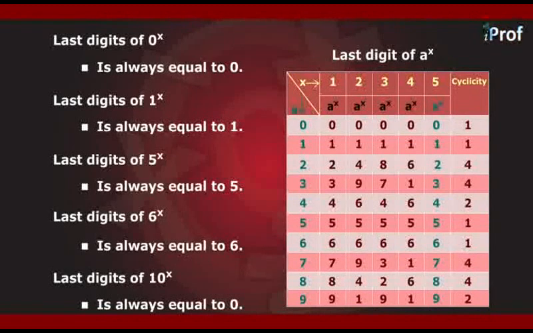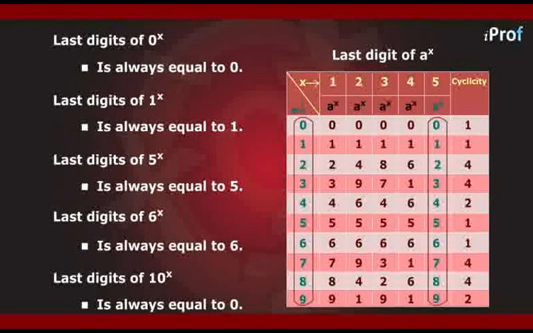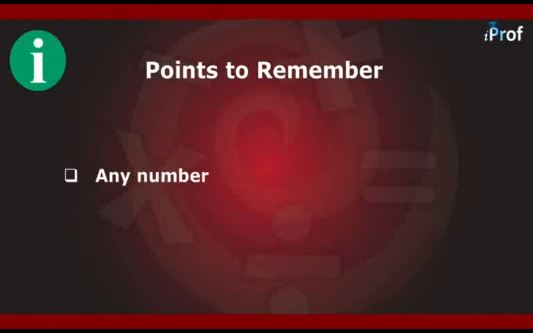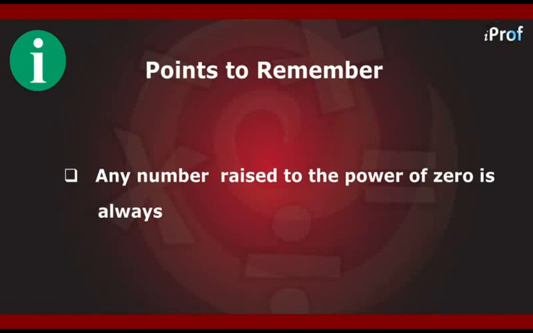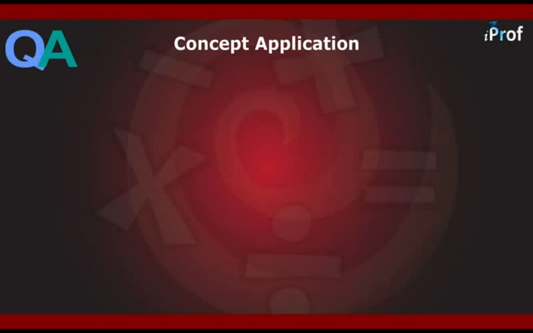After every 4 consecutive values of x starting from 1, the value of a raised to the power x becomes equal to the value of a itself. Any number raised to the power of 0 is always 1. That is, a raised to the power 0 is 1. Let us now put into practice some of the concepts that we have gone through regarding powers.